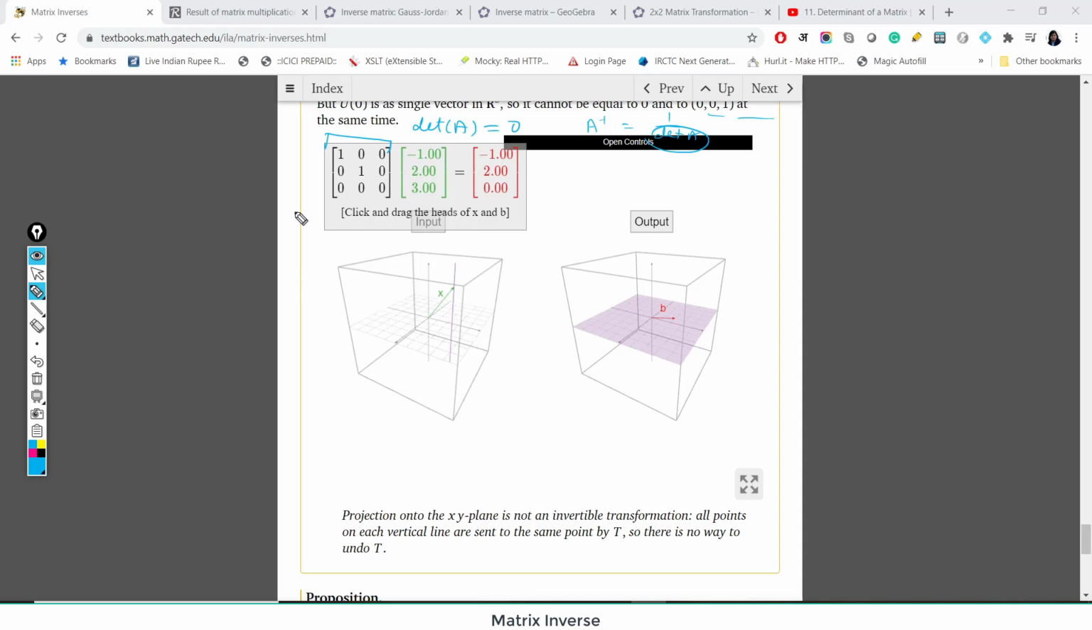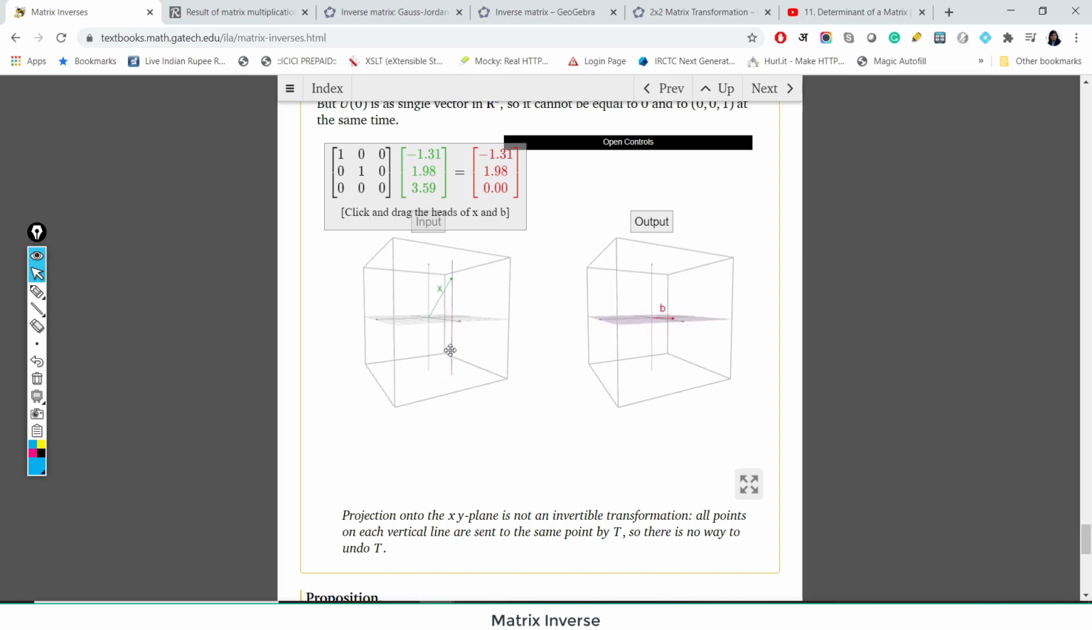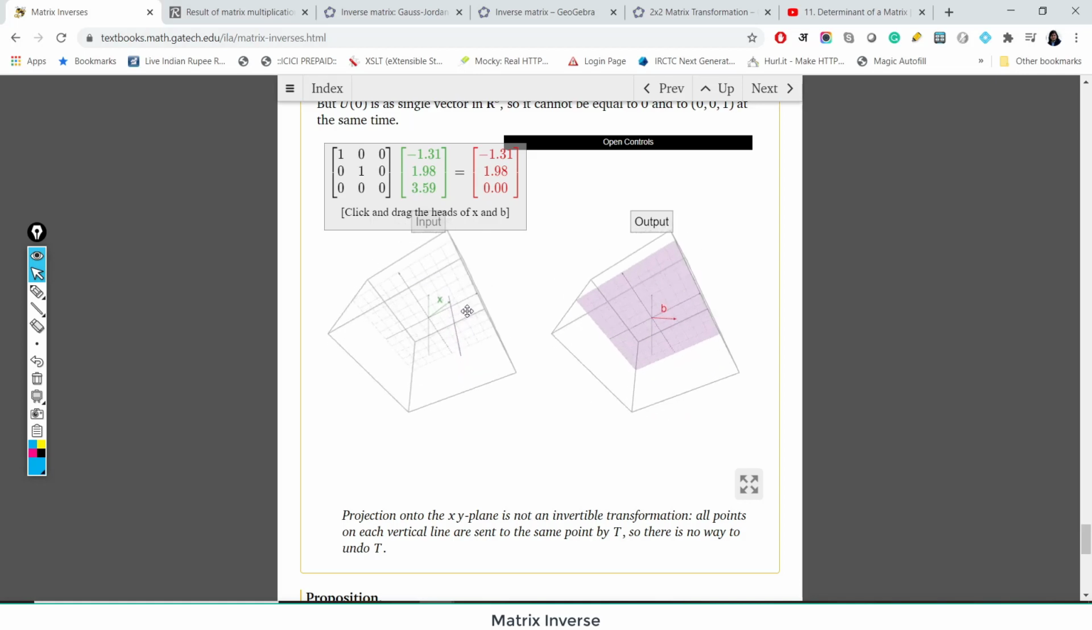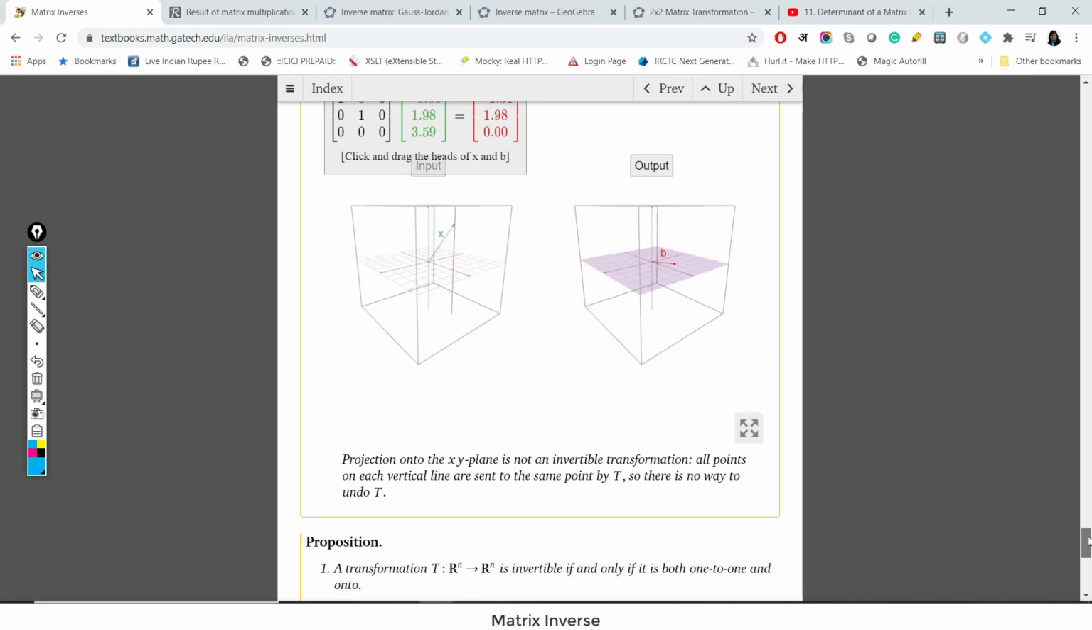And geometrically we can also see it, if you look at the corresponding linear transformation in this picture. You can even rotate this to look at different views of the picture, whichever way you feel is easy to read, right? This is the linear transformation. Basically you can see that all the points on each vertical line are sent to the same point by this linear transformation. So there is no way you can undo it and go back. So this is an example where the matrix is not invertible.